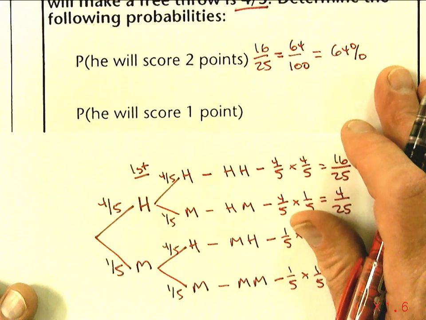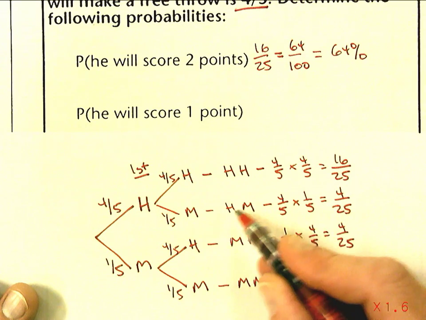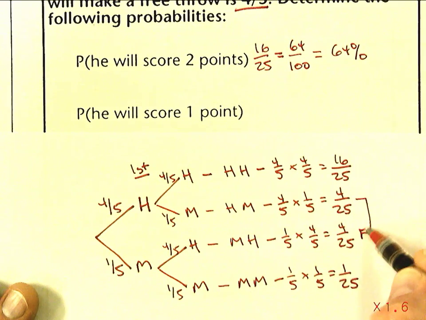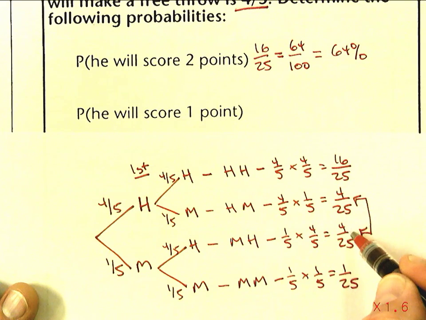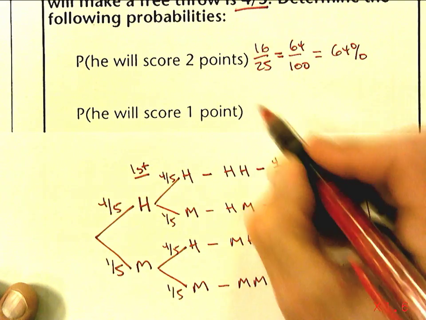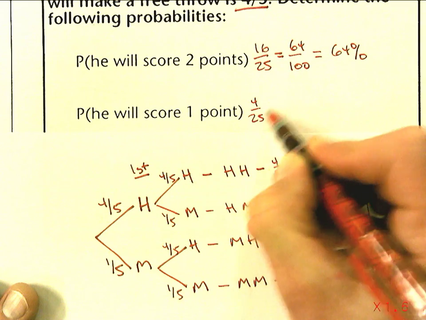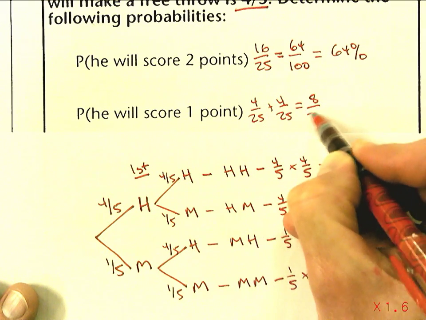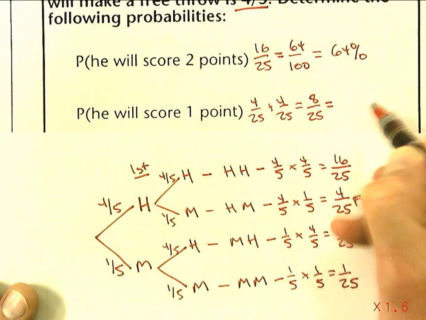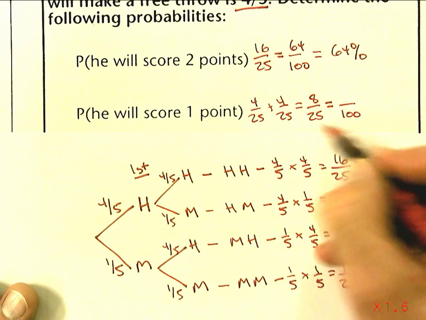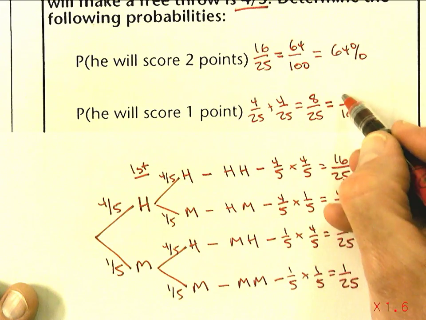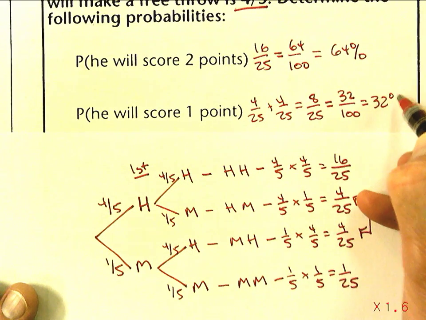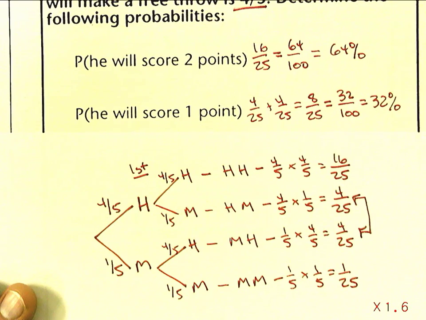There's 2 situations where he scores 1 point, which is the hit-miss or the miss-and-hit. So we're going to put those 2 together. 4/25 and 4/25 equals 8/25. Again, we can make that into a percent real easily by multiplying both the top and the bottom by 4. It comes out to 32% of the time that he will score 1 point.